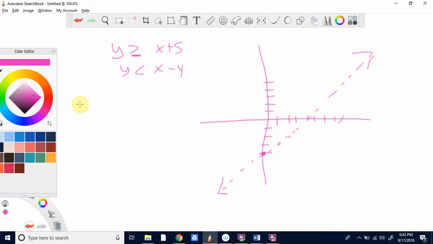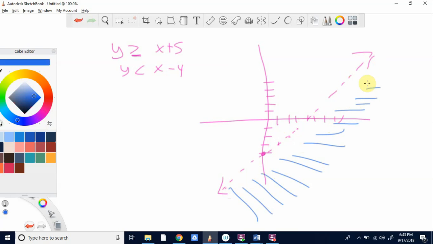Since y is less than, our region that we're shading is below, which is right here. And then we're going to come up here to 5. We're going to go up 1, over 1, up 1, over 1, up 1, over 1, down 1, over 1, down 1, over 1, and so on and so on. And it is a solid line because it's a less than or equal to.